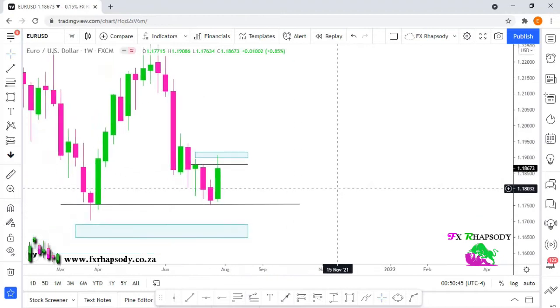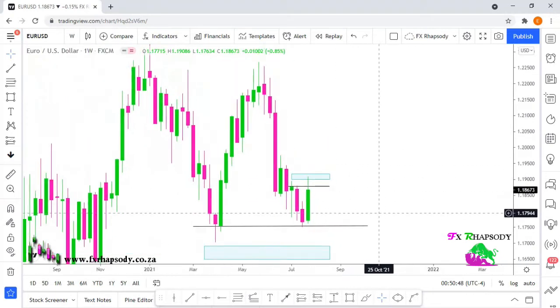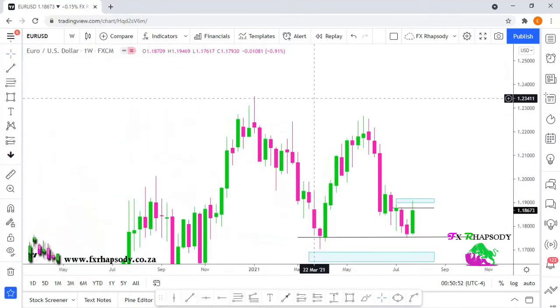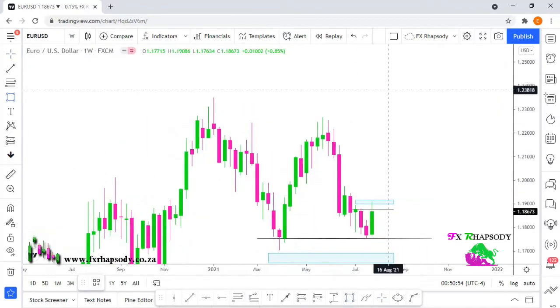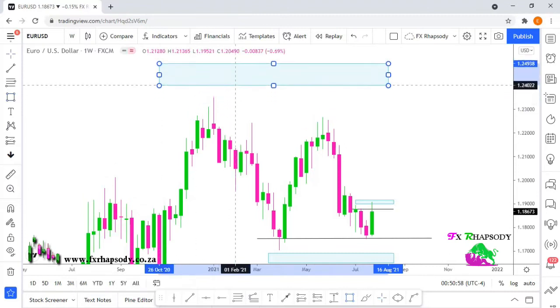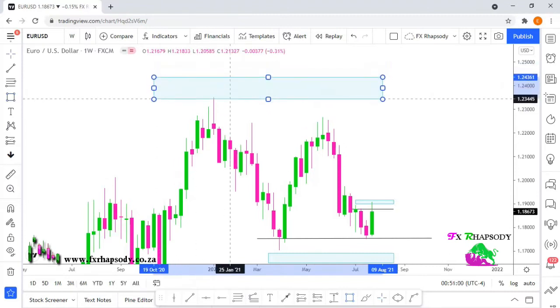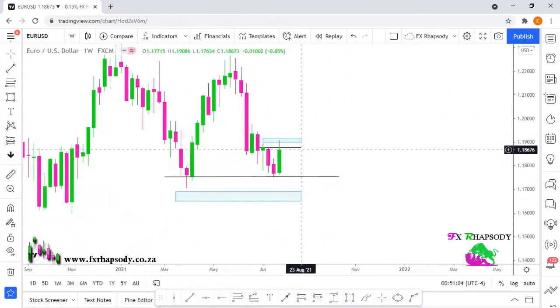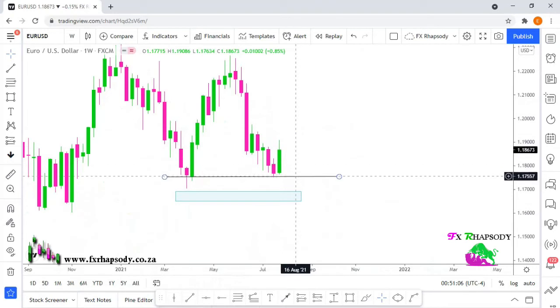So yes, you can look at it as the bigger picture. We still know this is a very big area of liquidity lying in the market, and price will be going and hunting that area as well. So it's just patience, guys. All we need is patience.